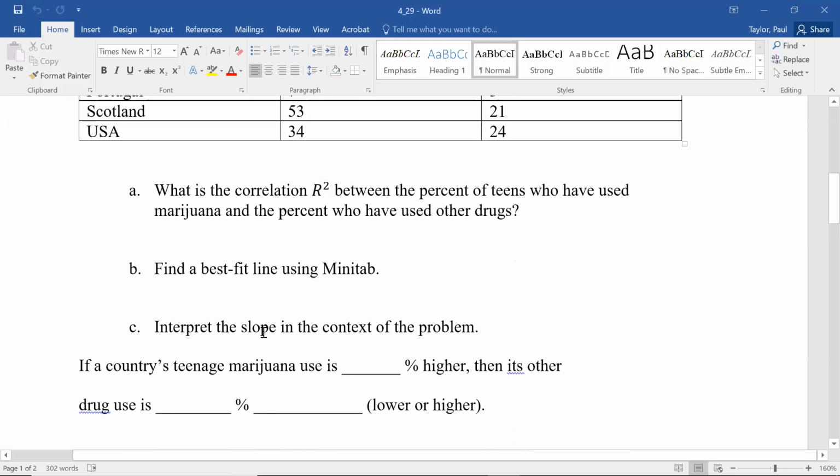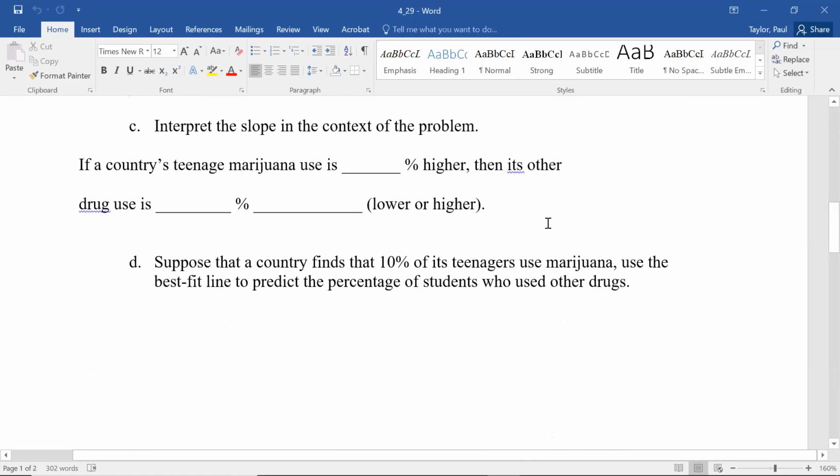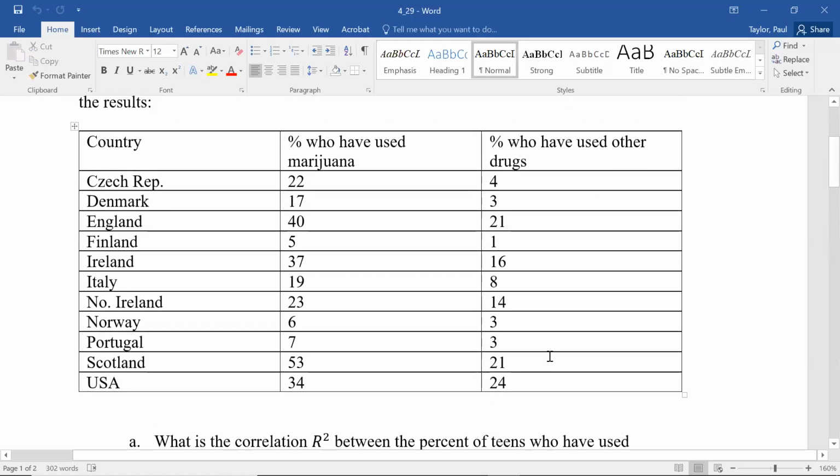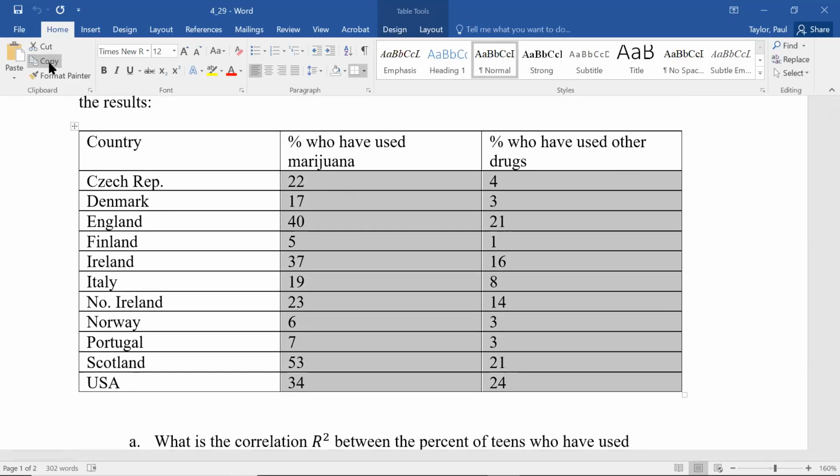So I want to know the R-square. I want to know the formula for the line of best fit. There's something here about interpreting the slope, which we haven't really done before, but we'll talk about that. And then we want to use the line to predict the percentage of other drug users if we know the percentage of marijuana users. So I'm just going to highlight the stuff in this table and copy, and then I'm going to flip over to Minitab and paste it over there.